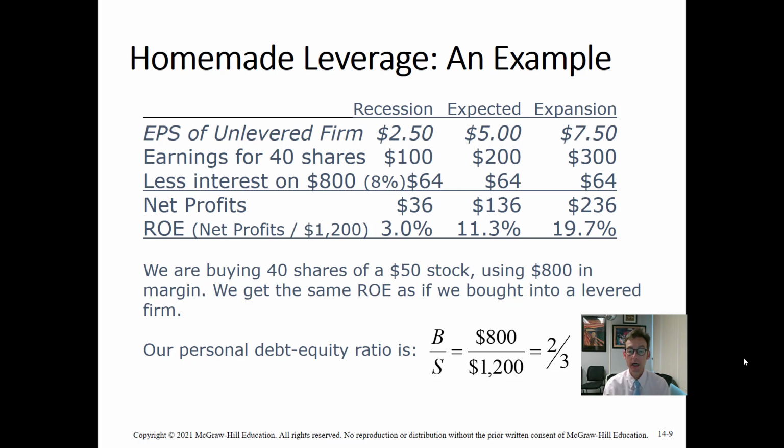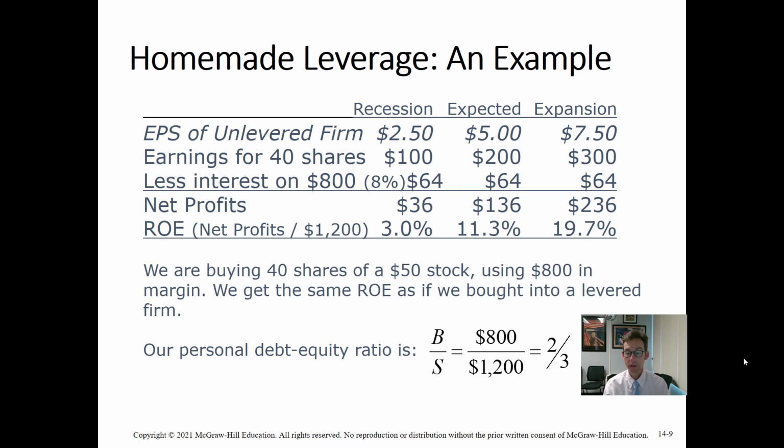In expected times, I will get $5 per share from my 40 shares, which will be $200. But I have to pay $64 in interest. So we're going to say 200 minus 64 is 136. 136 divided by 1,200 gives us 11.3%.